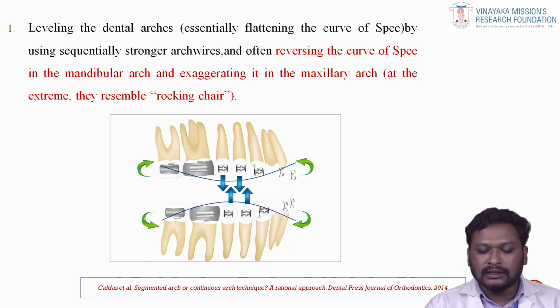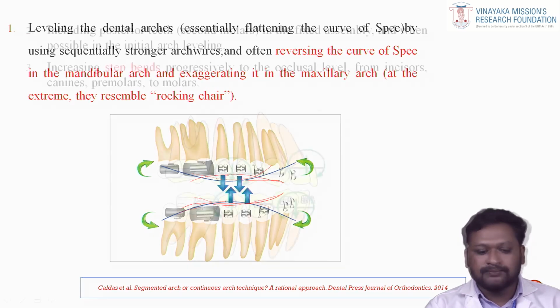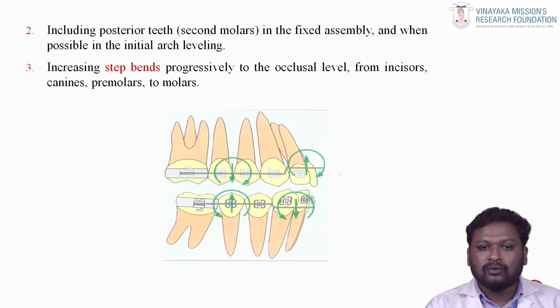First technique is leveling the curve of Spee. Look at this upper arch, the curve of Spee is going like this, so in these cases we have to put the curve of Spee in the upper arch and reverse curve of Spee in the lower arch. So it will extrude the posteriors by around 2 to 3 mm. That will help in correcting the deep bite, and include the posteriors up to the second molars. For the second molars, the fulcrum is present in a very posterior segment, so that will help in relieving a deep bite when compared to the first molar. So whenever deep bite cases come, try to include the second molars from the beginning. That will help to relieve the deep bite and increase the step bends.